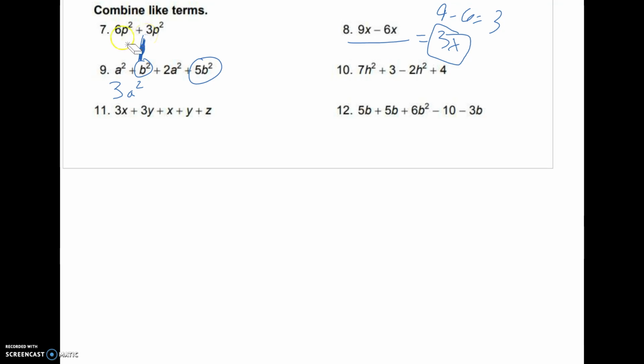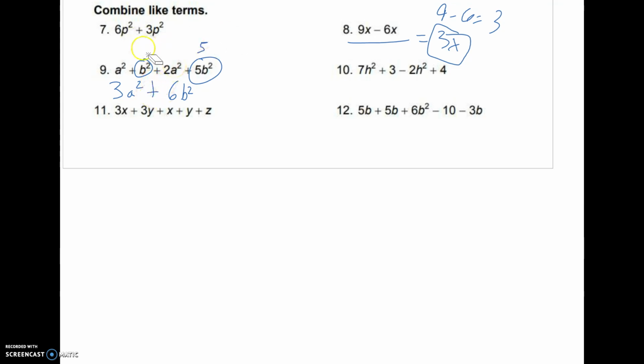One. That was a really bad one. Not sure why I did that. And then I have 5 b squareds. If I add them, because all of my signs are addition here, I get 6 b squareds.